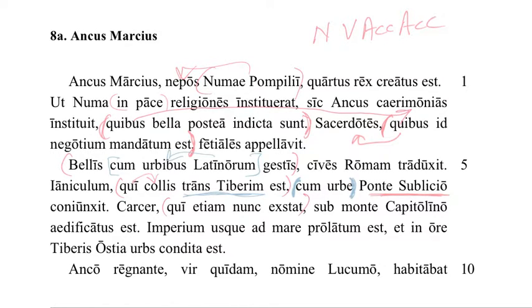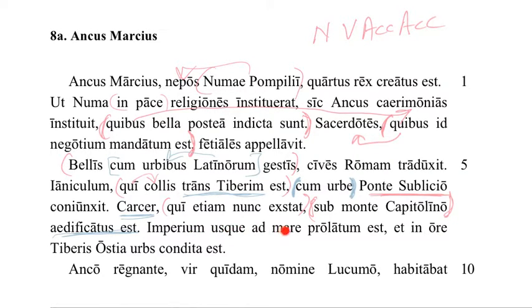Okay, and I'm not even going to touch that relative clause because I think you can handle it. It's pretty easy. Prepositional phrase, sub monte Capitolino. Again, Rome has 7 hills. The Ianiculum is one, and so is the Capitoline. It's the biggest hill, so sometimes they call it a monte, even though it's really just a hill. And then here's your passive verb, aedificatus est. So the main part of the sentence here is Carcer aedificatus est.